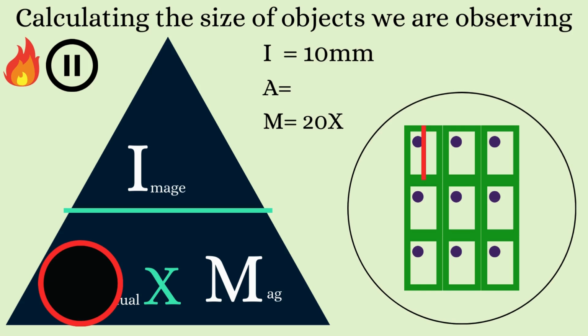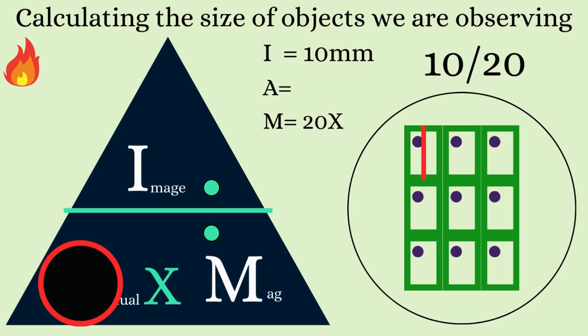Pause the video here quickly and have a go at this example. Use the same method that we just did. Okay, so in this case, we're trying to find actual size, which is image divided by magnification. 10 divided by 20. 0.5 millimeters is the actual size. Well done. More practice is to come, so don't worry if you're unsure just yet.